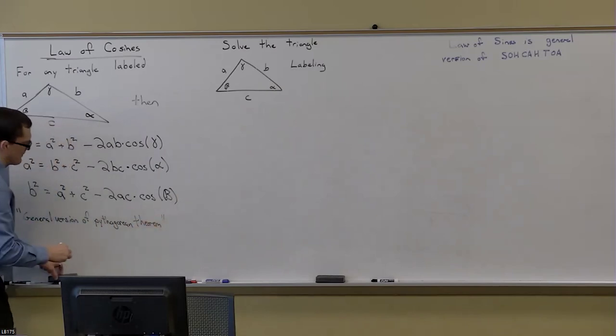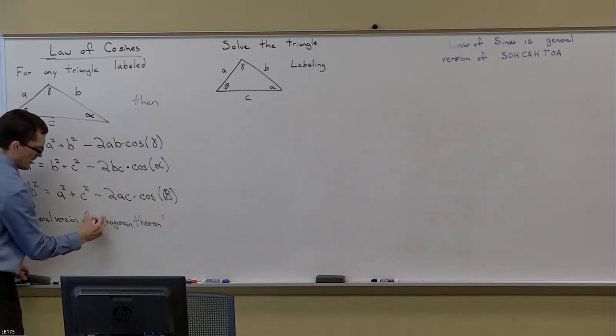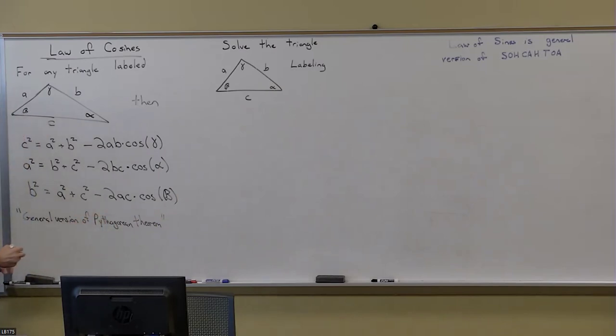Or some people think of it as a Pythagorean theorem with an adjustment of minus 2AB cosine gamma or something, or in this case, minus 2BC cosine alpha.